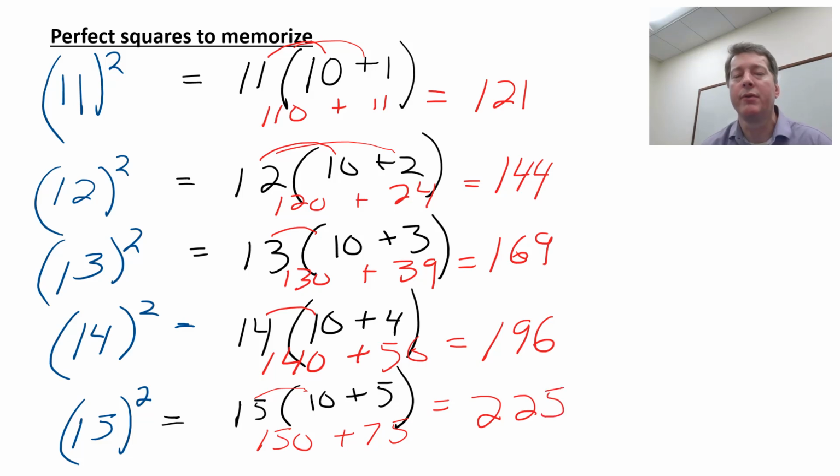15 squared is 225. So these are good to memorize for standardized tests. And then 20 squared is good to memorize. That happens to be 400. So those are some perfect squares you want to memorize.